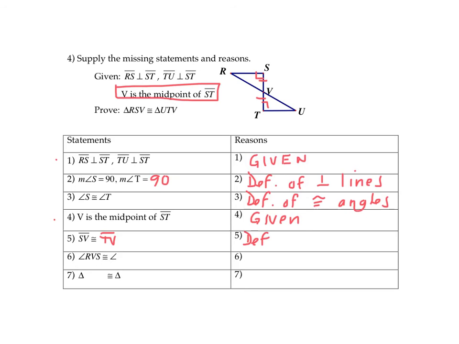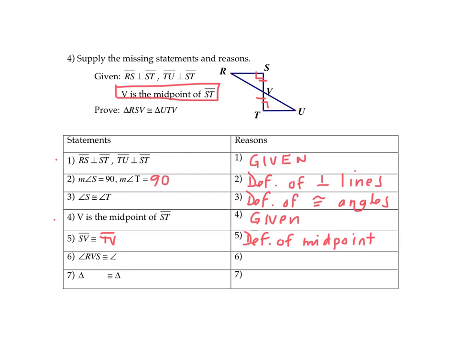A midpoint is a point that divides a segment into two congruent segments. So because we were told it was a midpoint, then we know that it divides that segment into two pieces that are congruent. Okay, next we're moving on to another pair of angles here.